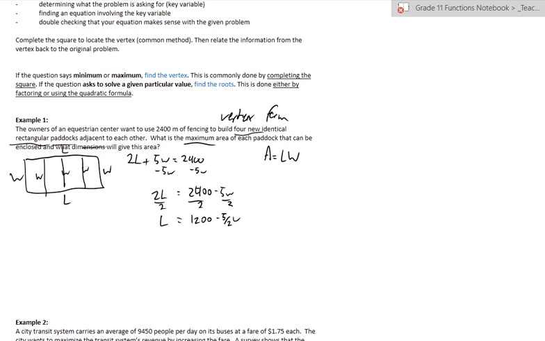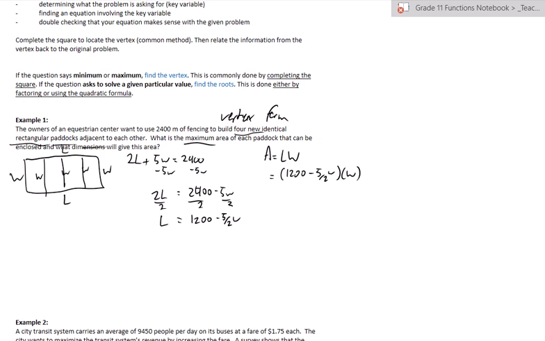And since we now have the length, we can substitute this length into our area formula here. So it'll look something like this. It will be (1,200 minus 5/2 W) times width. And this is factored form. But we want vertex form here. We want the vertex. So that's what we're going to do. We're going to complete the square right here.